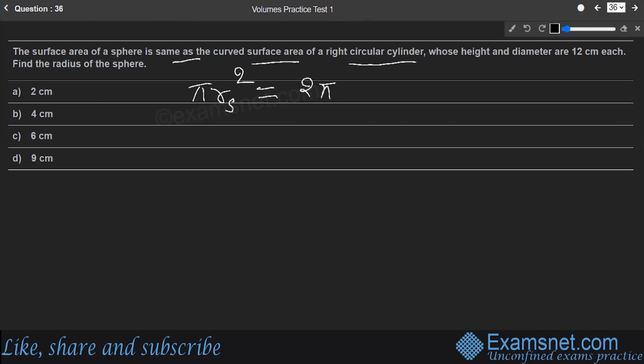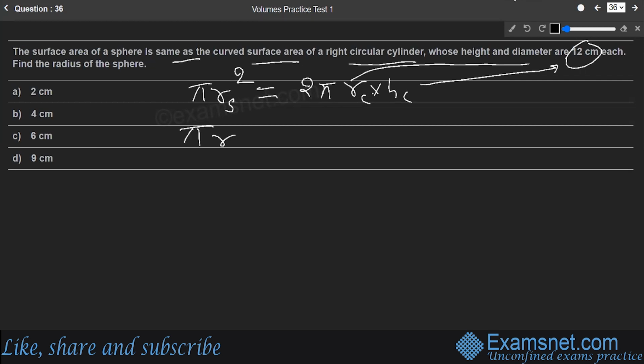That is nothing but 2 pi RC into HC. We have written RC and HC so that it can be understood that these are the dimensions of a cylinder. Now let's put down the values. He has already given the diameter of the cylinder as 12, so the radius will be 12 by 2, that is 6. Height and diameter are both 12, so the height value is also 12 and the radius value is 6. So let us apply the values here.